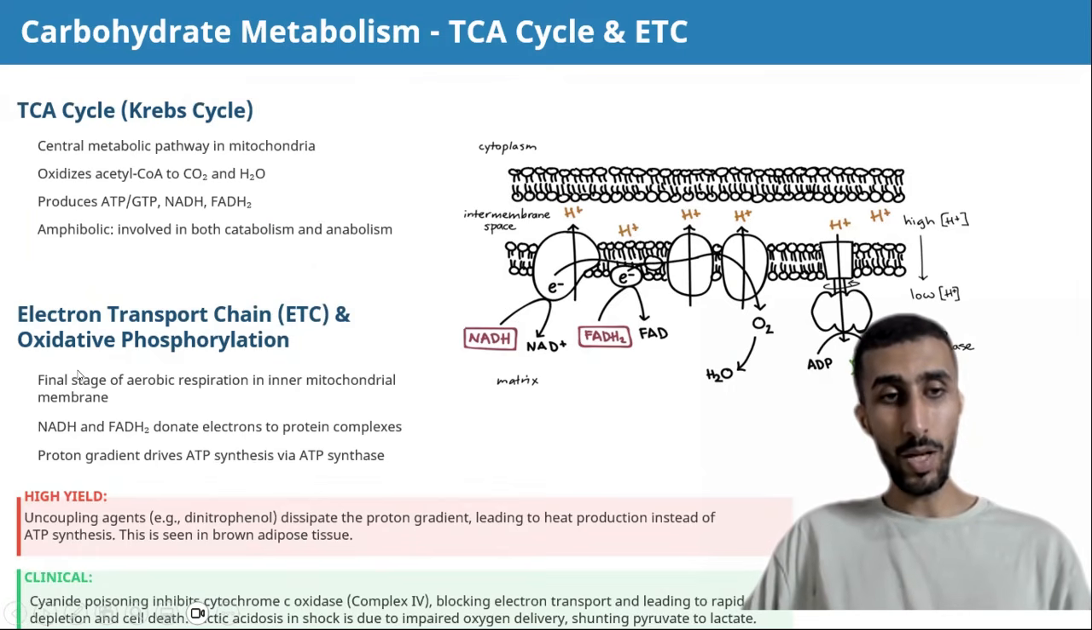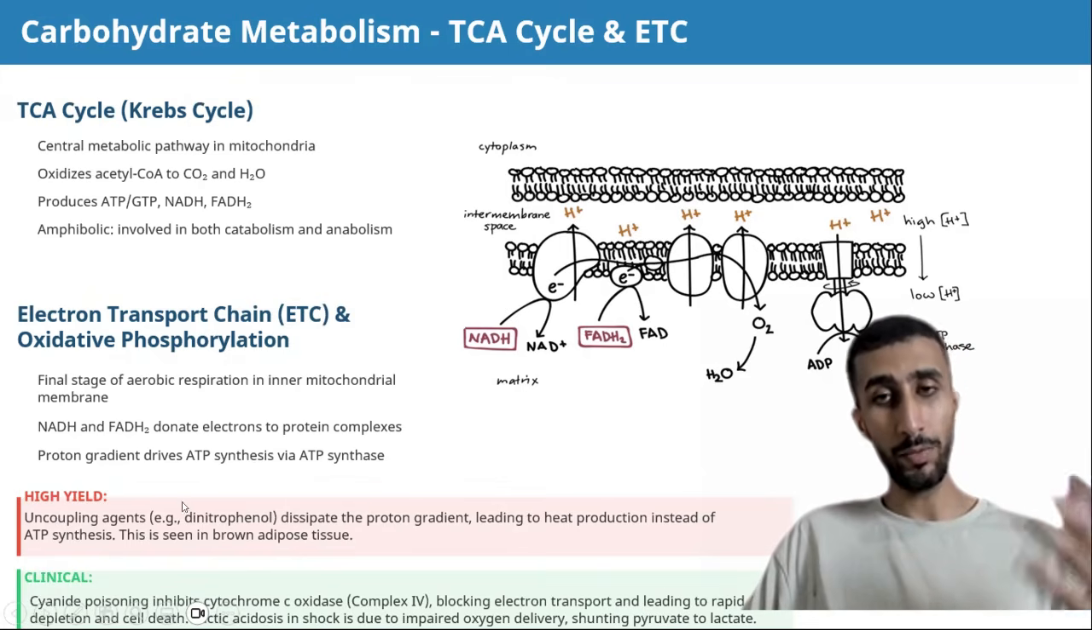So the electron transport chain and oxidative phosphorylation is the final stage of aerobic respiration. This occurs at the inner mitochondrial membrane. The NADH and FADH2 donate electrons to the protein complexes, the electrons are transferred along, and finally they combine with oxygen to form H2O. The proton gradient here is going to drive complex number 5 to produce ATP, and in brown adipose tissue it is going to produce heat instead.